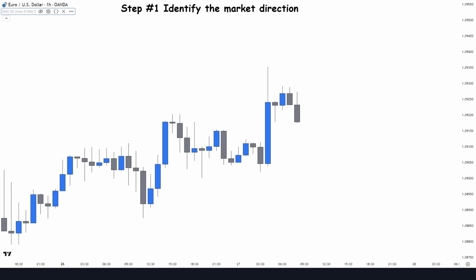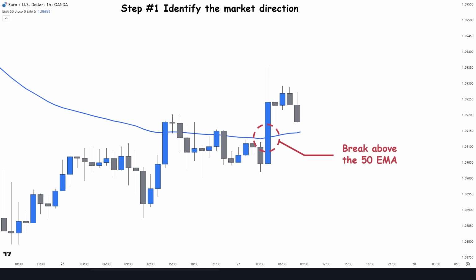We do this with the aid of the exponential moving average. So we apply the 50 EMA on the chart, and simply wait for the price to break it to one side and create a new high or low. Then, we can identify whether we're witnessing a bullish or bearish market. For example here, the price has broken the 50 EMA, and also the previous market structure to the upside, and created a new high. So, we have a bullish market. And now that we have identified the direction, we can continue with the following steps and look for long opportunities.